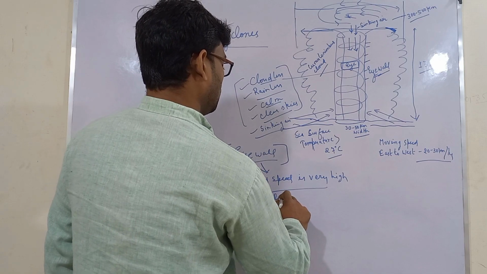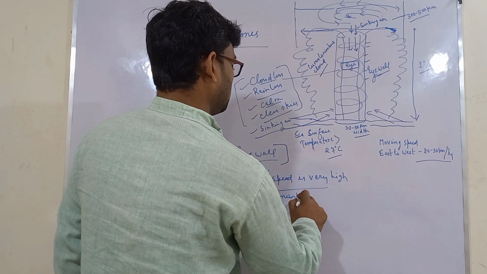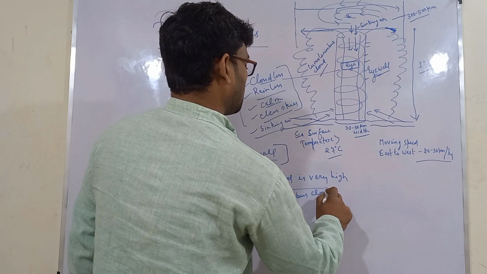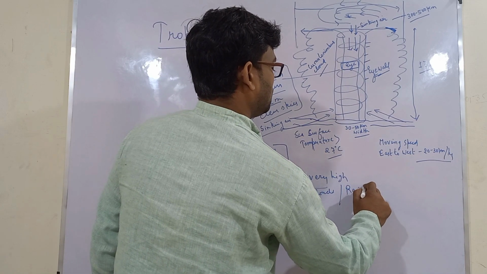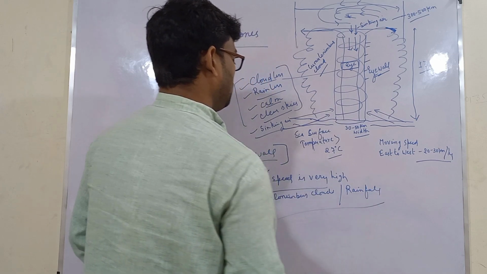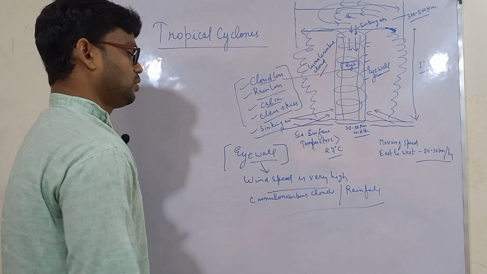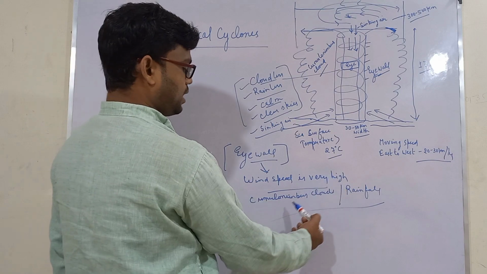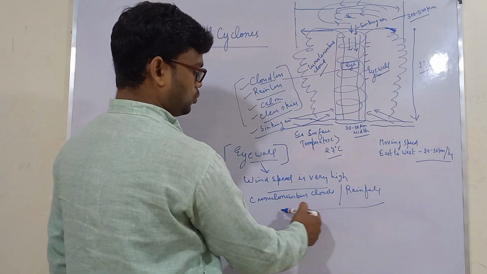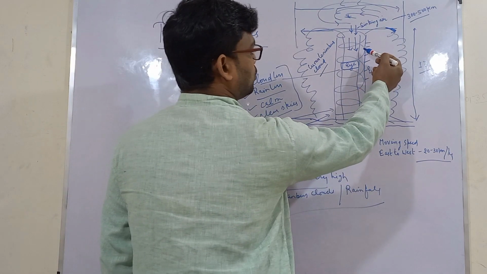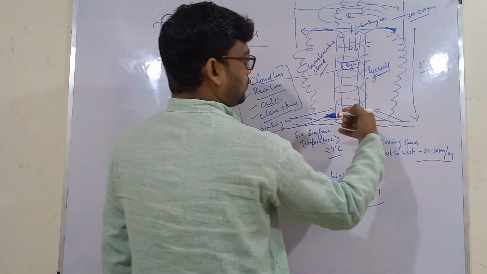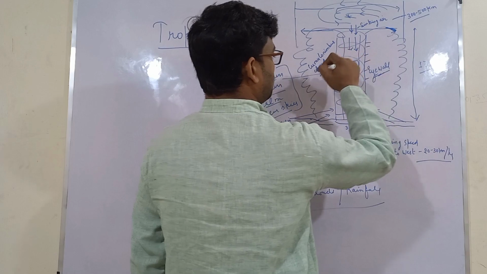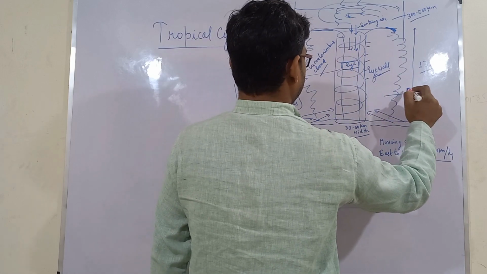is very high here in the eye wall region, and it is also characterized by cumulonimbus clouds and heavy rainfall. So remember these two characteristics of the eye wall region: very high wind speed, and very high rainfall through cumulonimbus clouds. So on the verge of the eye is the eye wall region. Okay, next is this portion which is also known as rain bands.